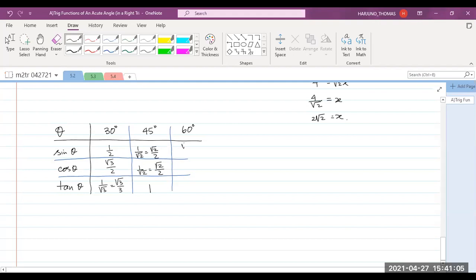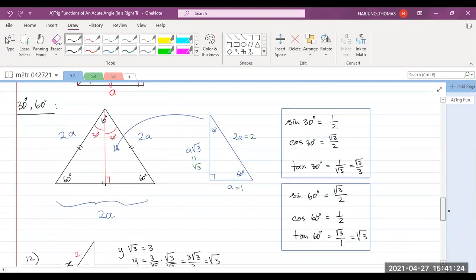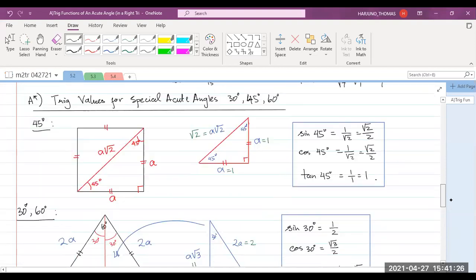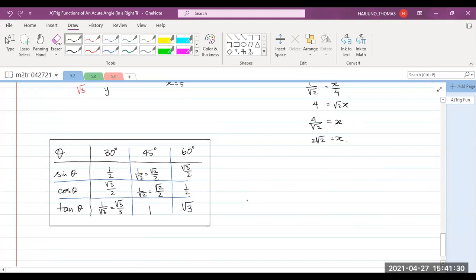Sine 60 degrees is radical 3 over 2, cosine 60 degrees is 1/2, tangent 60 degrees is radical 3. So this box here basically summarizes those three boxes together. I put these three boxes in this one big box. And this box will get larger.